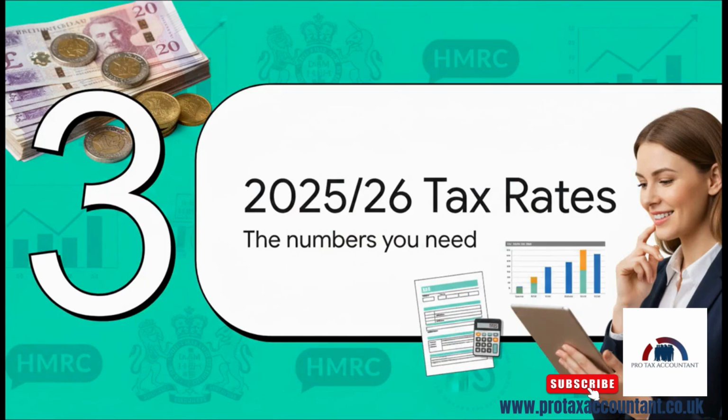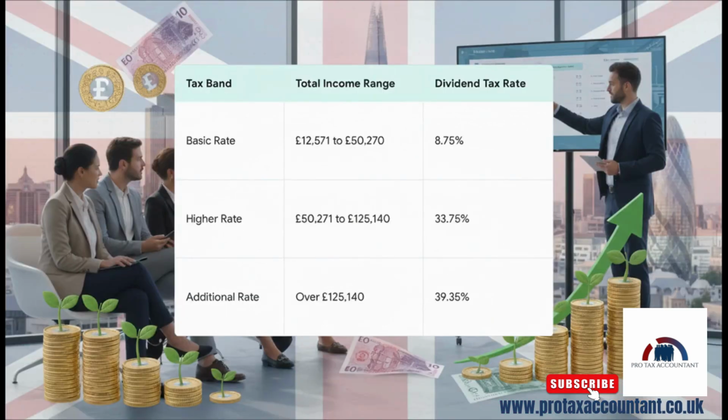Okay, let's dive into this. Once you've used up those allowances, what happens next? Well, this brings us to the actual 2025/26 dividend tax rates. These are the numbers you really need to get your head around. So the crucial point on this slide is that the tax rate you pay on your dividends depends entirely on your total income band from all sources, not just your dividends. If your total income places you in the basic rate band, any dividends above that little £500 allowance are taxed at 8.75%. If it pushes you into the higher rate band, that rate jumps significantly to 33.75%. And for additional rate taxpayers, it's a hefty 39.35%.